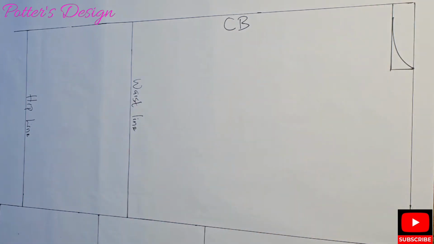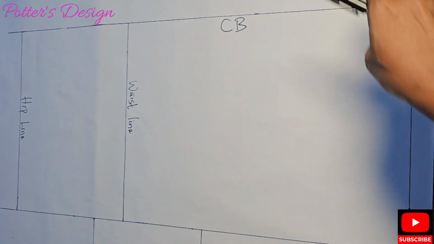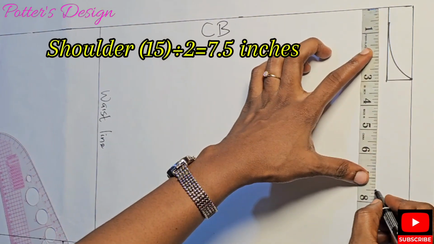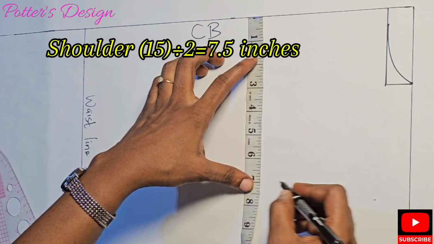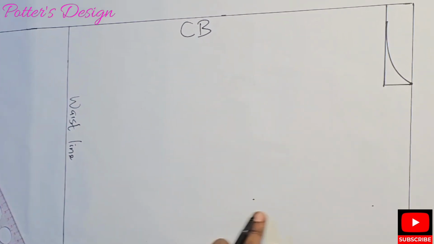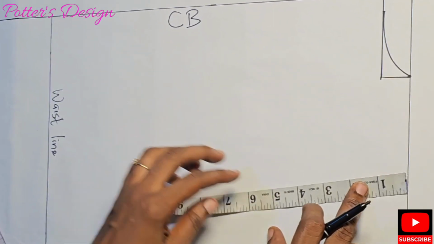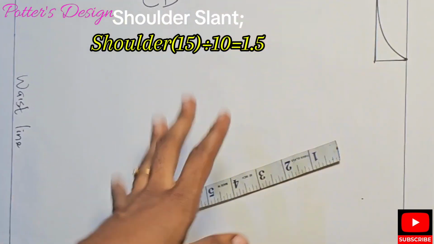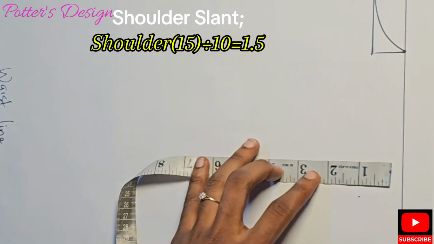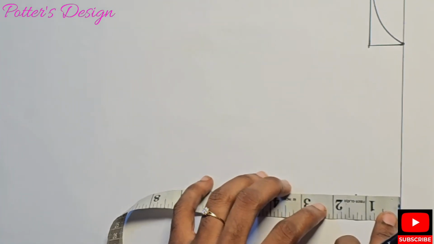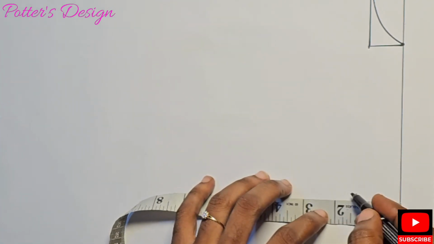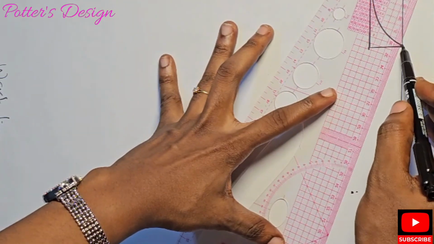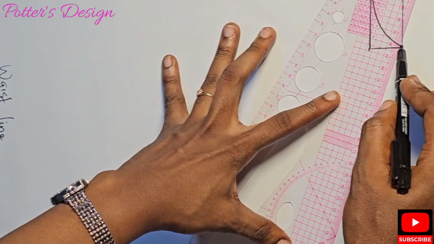So take your shoulder measurement and divide it by 2. Mine is 15 divided by 2, that's 7.5. So you mark 7.5 like so. Now to determine the slant of your shoulder, you take your shoulder measurement and divide it by 10. So mine is 15 divided by 10 is 1.5. So I'll be slanting my shoulder by 1.5. So you connect the neck point to the shoulder point, like so.